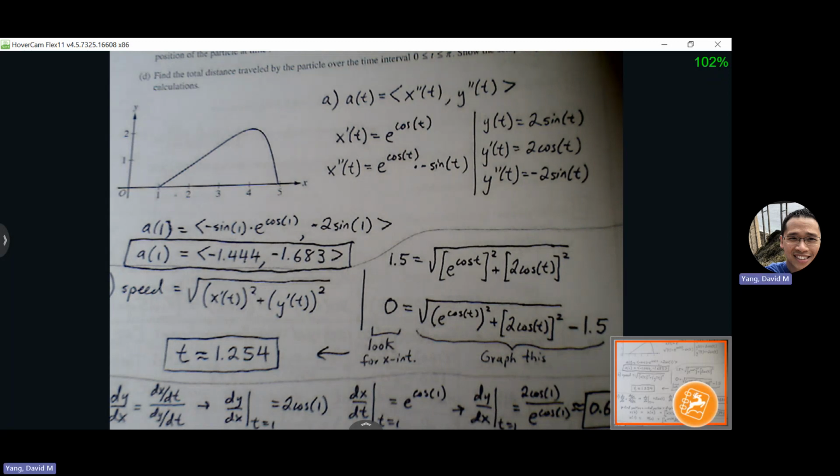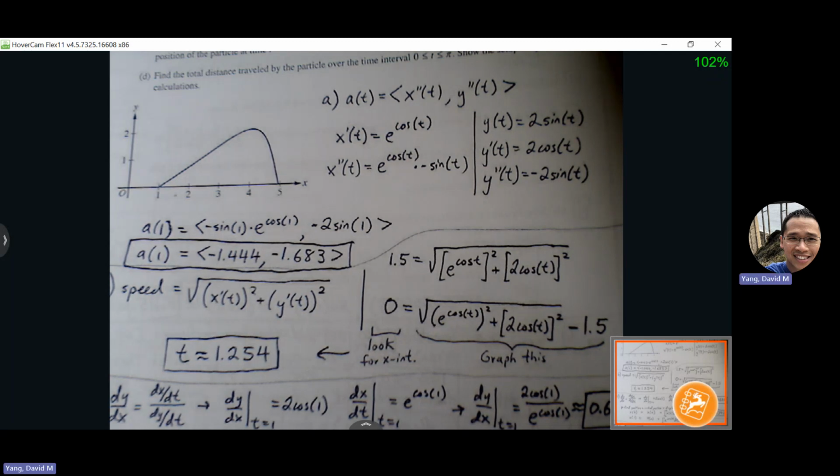Yes, distance traveled in parametric would be the integral of the square root of x prime squared plus y prime squared. And that would be the same as if it asks you for arc length for parametric. It's the same thing. Yes, that's right. Arc length for parametric is the same as total distance traveled for parametric.